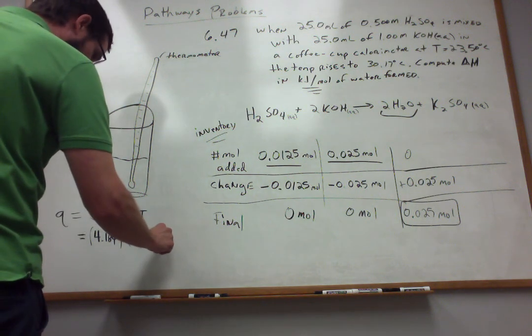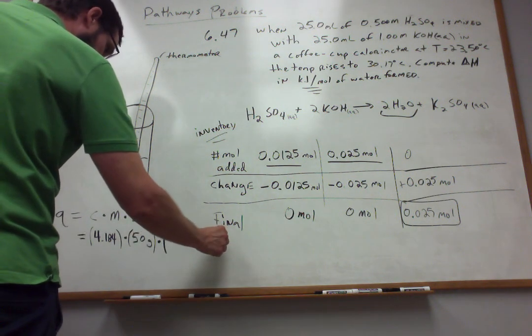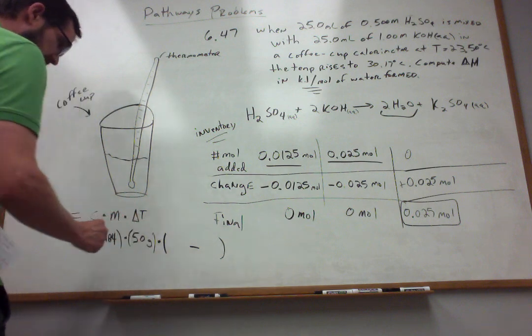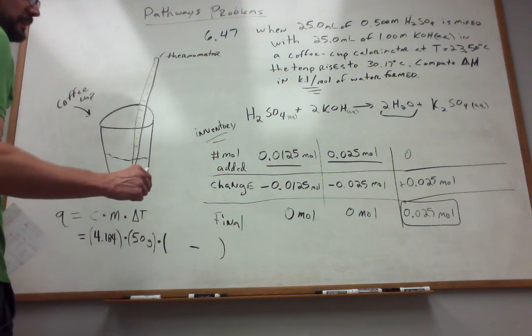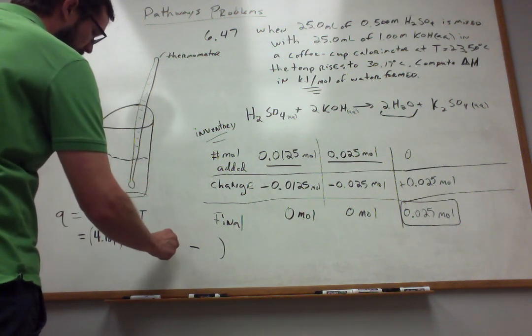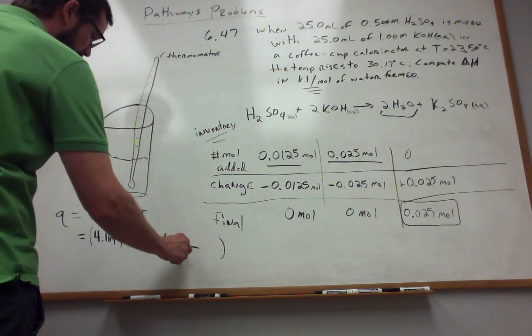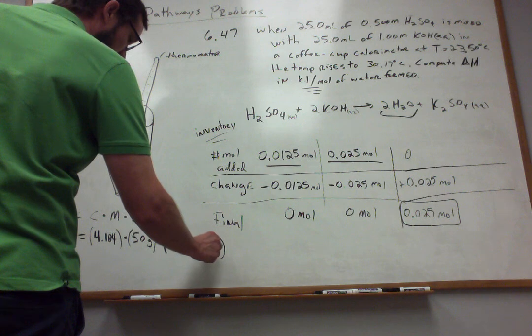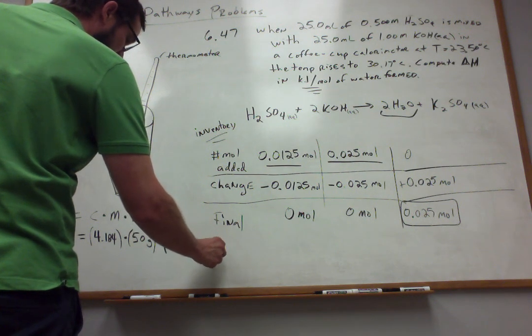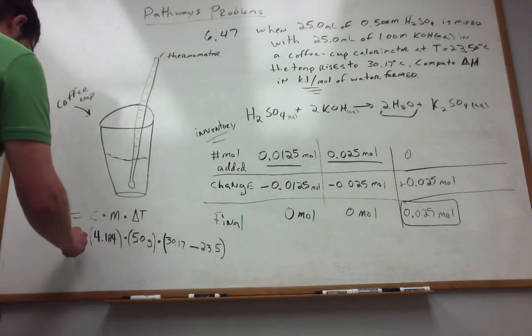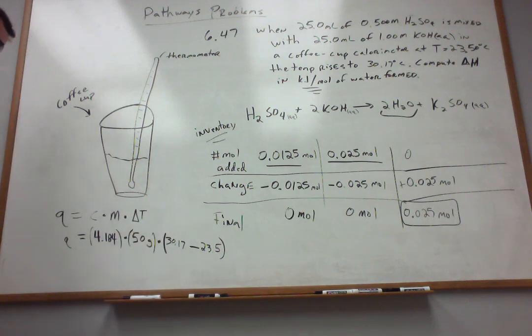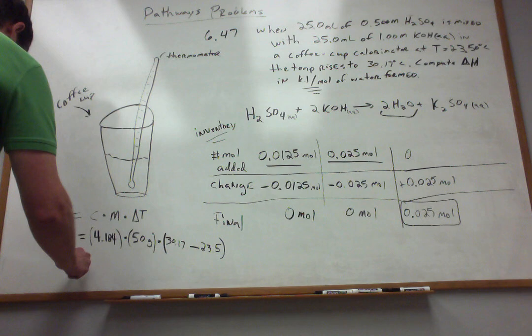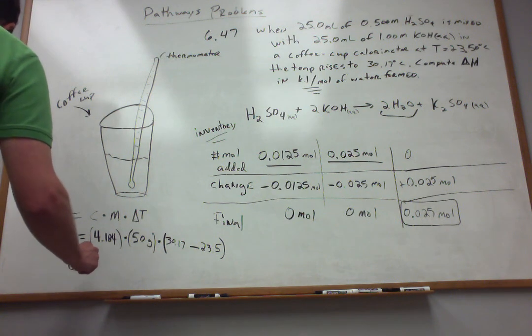Now the only other thing that I need to multiply that by to figure out my heat that's generated is my temperature change, my final temperature minus my initial. I was told in the problem the final temperature after the reaction was 30.17 degrees Celsius. The initial temperature was 23.5 degrees Celsius. So the good news here is I have every number that I need to compute how much heat was generated to cause this temperature to rise.